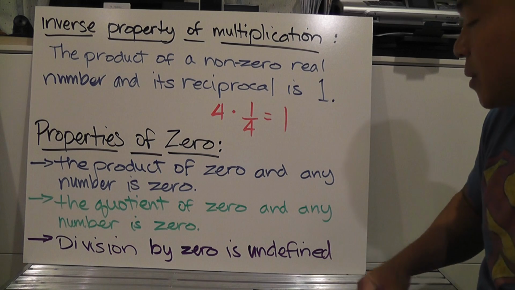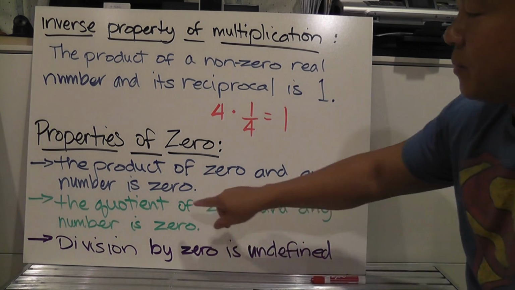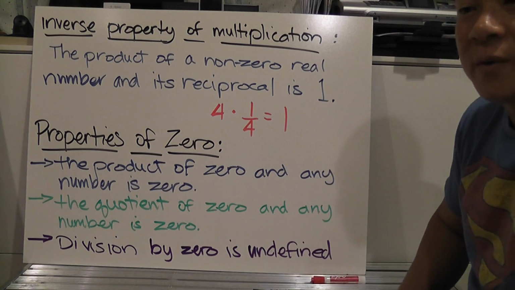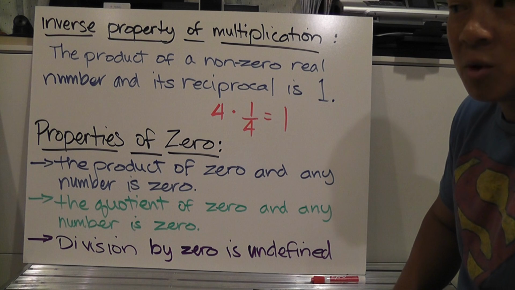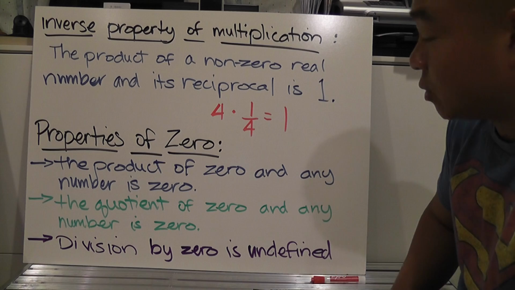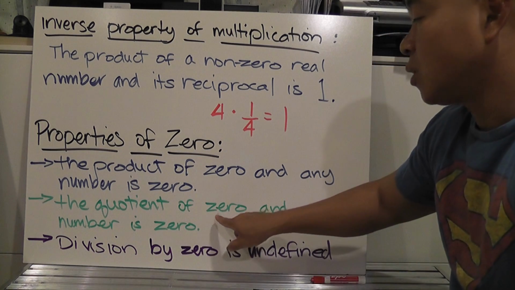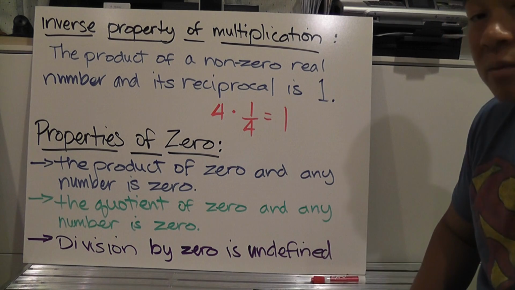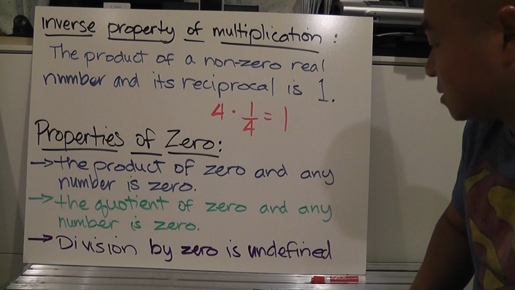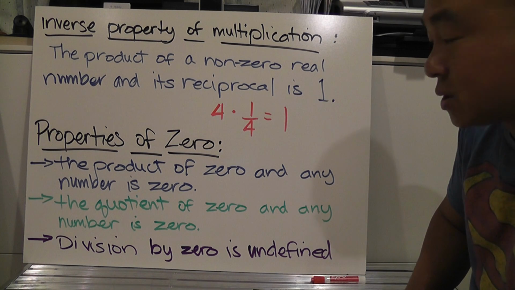Now, the other properties of 0, let's talk about those. There are 3 of them. The first one: the product of 0 and any number is 0. So if you take 0 times any number, it could be a fraction, a decimal, a whole number, it'll still be 0. How about if you divide? Well, the quotient of 0 and any number is 0. So 0 divided by 6 is still 0, and 0 divided by 1/2 is still 0.